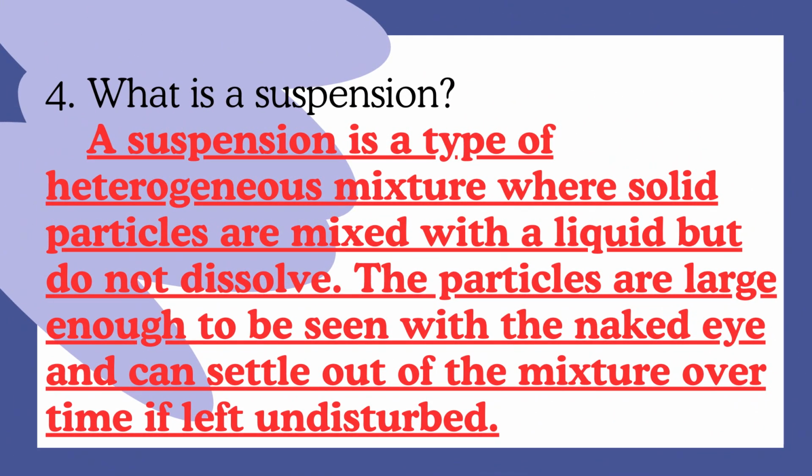4. What is a suspension? Answer: a suspension is a type of heterogeneous mixture where solid particles are mixed with a liquid but do not dissolve. The particles are large enough to be seen with the naked eye and can settle out of the mixture over time if left undisturbed.